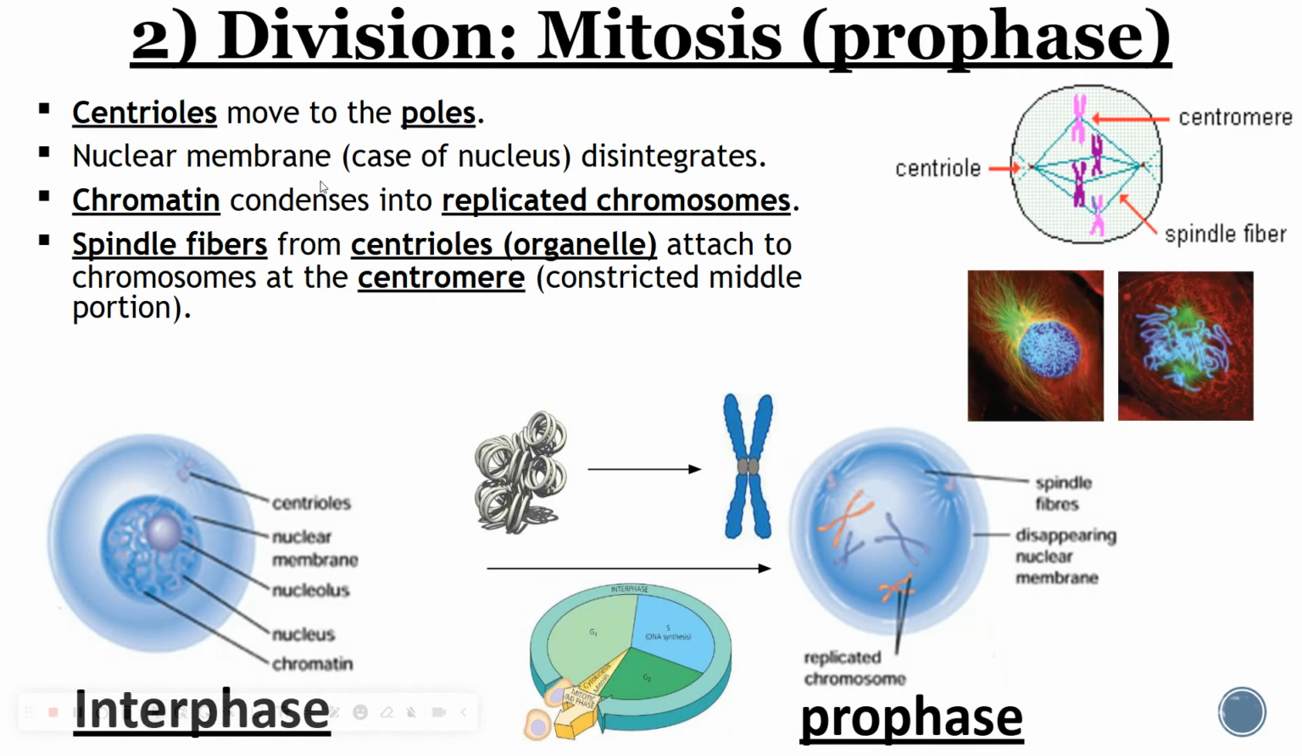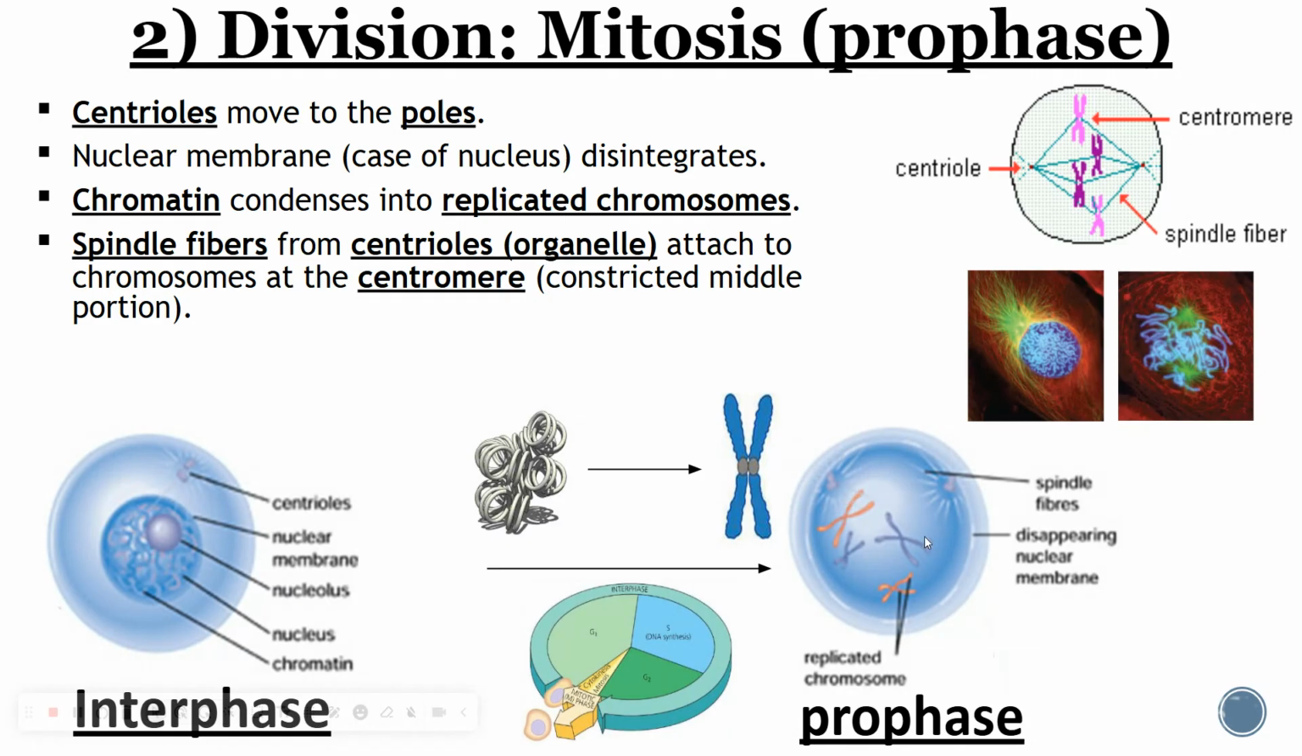So again, our main events happening during prophase are that these centrioles are moving towards opposite sides of the cell. Opposite sides of the cell, we call the poles. The nuclear membrane, the nucleus, has actually broken down. So you'll notice that there was a defined nucleus here. Now there's no more defined nucleus. You'll sometimes see pieces of it here. You can actually see pieces over here.